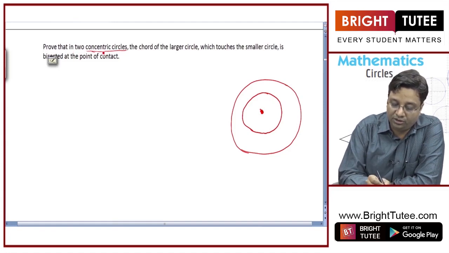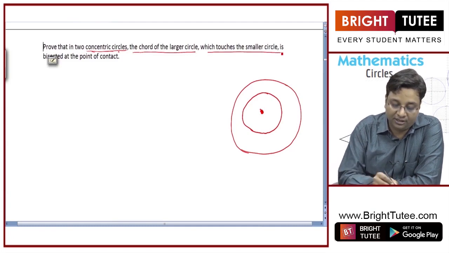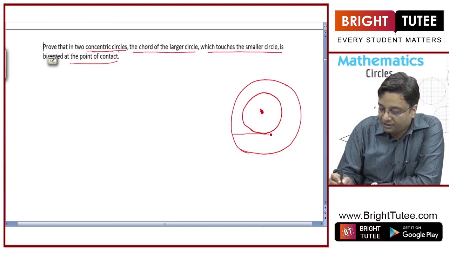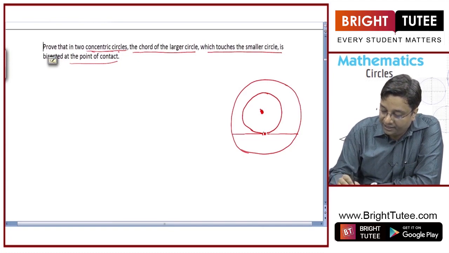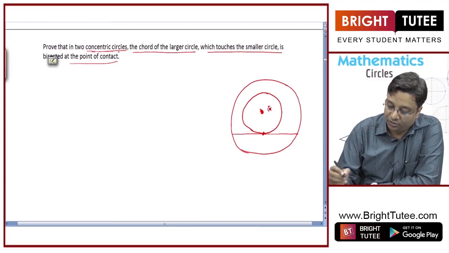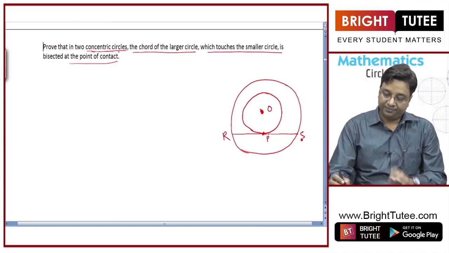So in two concentric circles, the chord of larger circle which touches the smaller circle is bisected at the point of contact. What the question says is that there is a chord of this larger circle which touches this circle at the point of contact. Then this point of contact divides this chord in two equal parts. So let us name this center as O and this point here as P, and name these as R and S. These two are concentric circles.